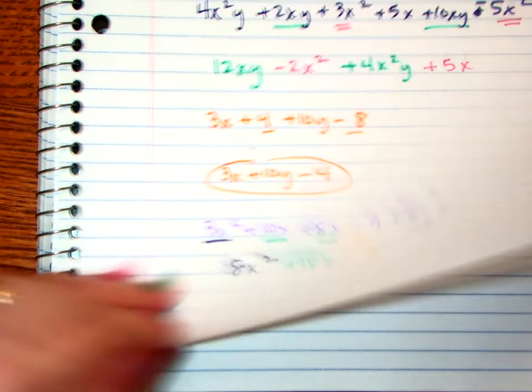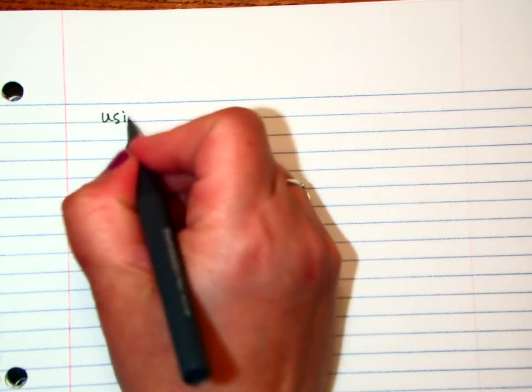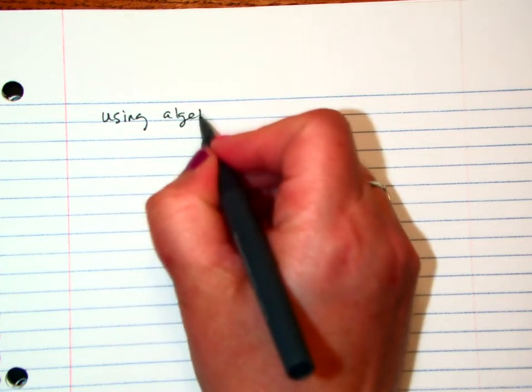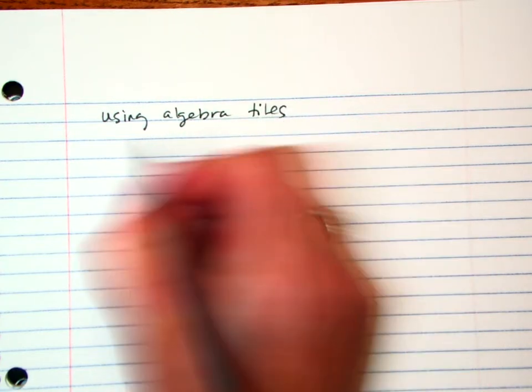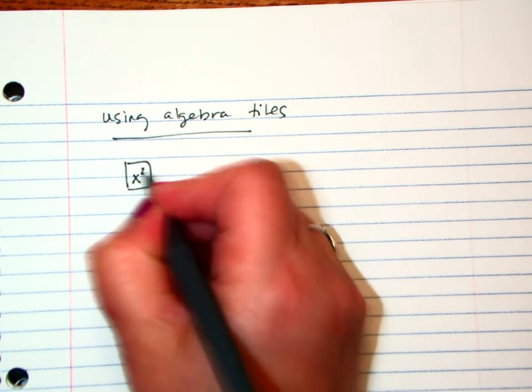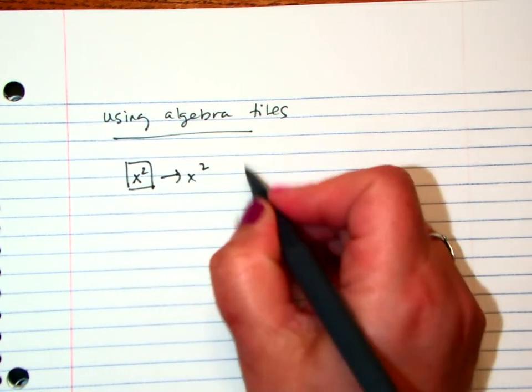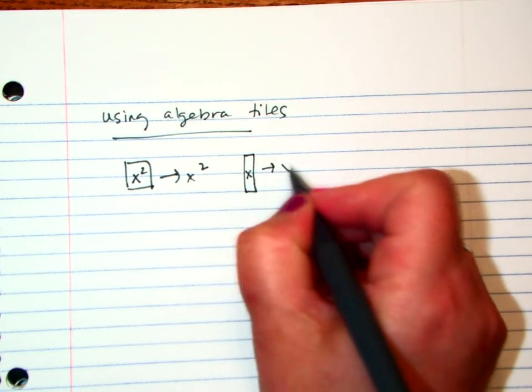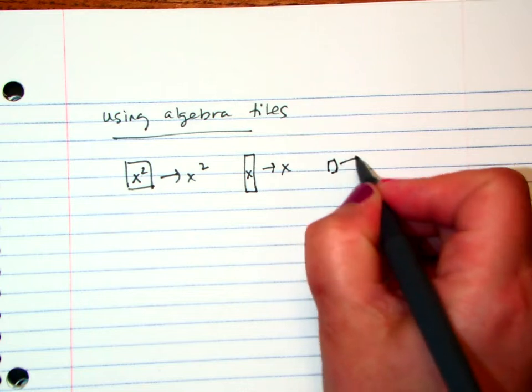Okay, now I could also use algebra tiles to do this. The algebra tiles are just a way to show certain variables and certain powers. So algebra tiles, if you want to use them, this represents an x squared, and a bar like that represents an x, and then each individual square is a 1 like that.